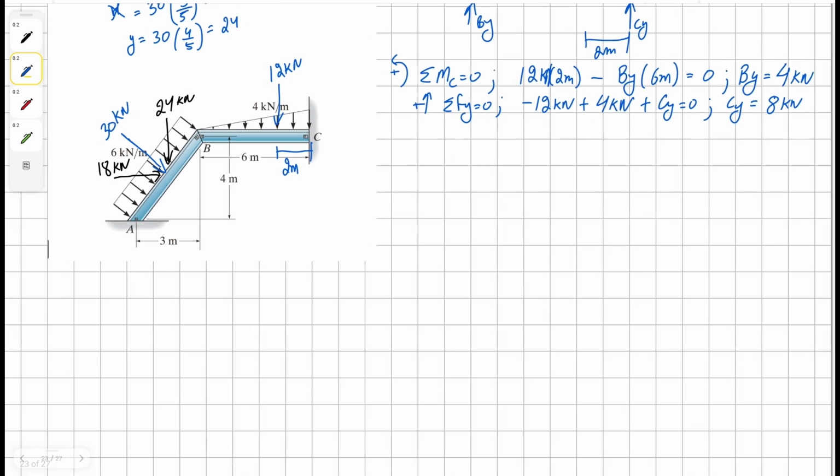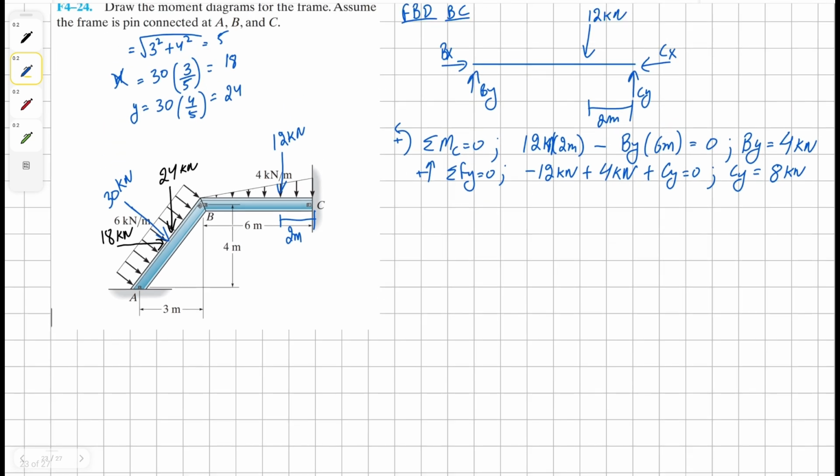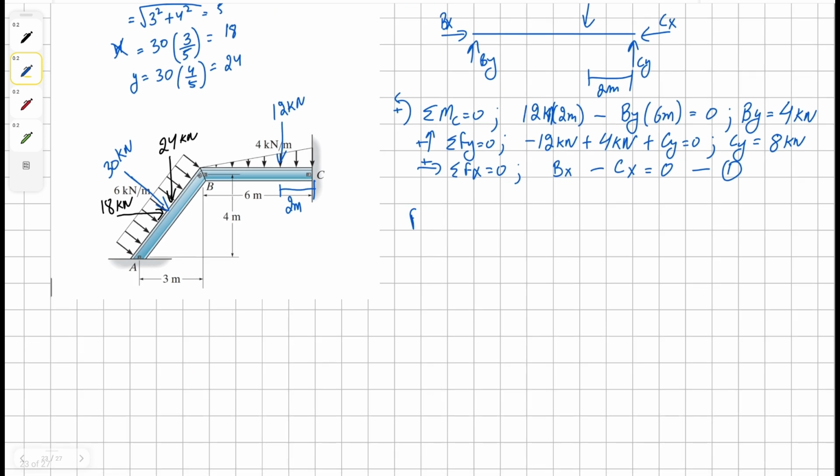Before we proceed to that, we need to find our reaction for Bx and Cx, which we can find through summing the forces in x direction. So we're going to have positive Bx and negative Cx equals to 0. This will be our equation 1, because right now we don't know how much horizontal force is being exerted by member AB. And now we can proceed with member AB.